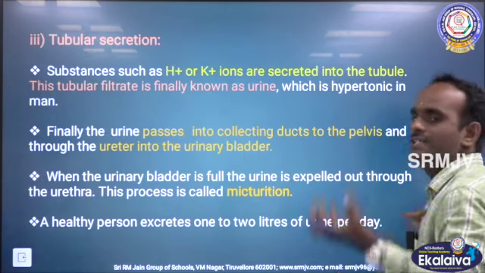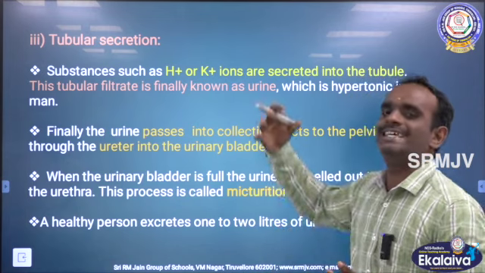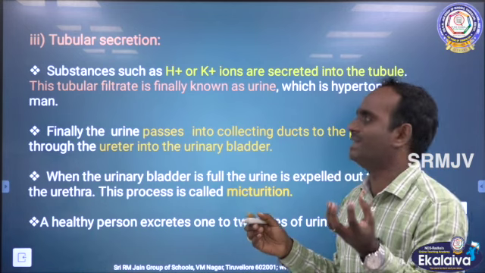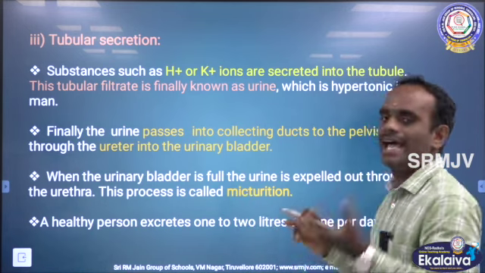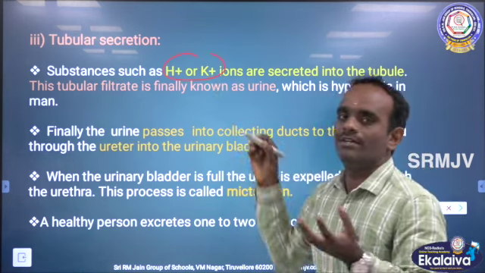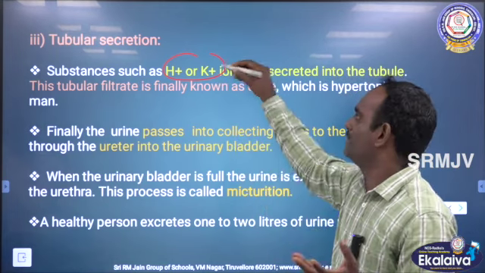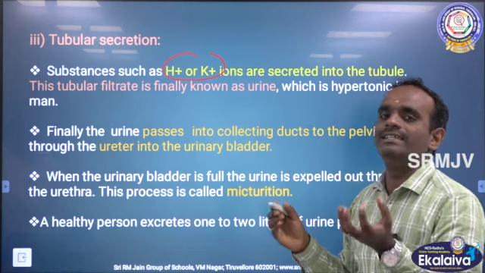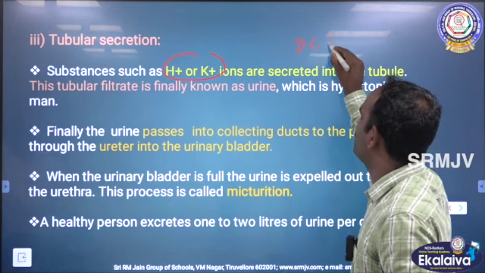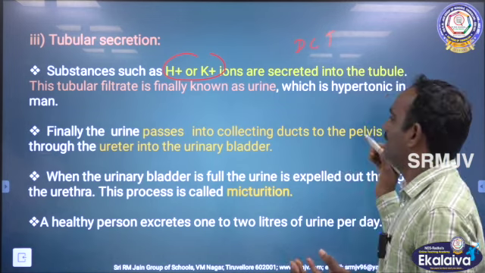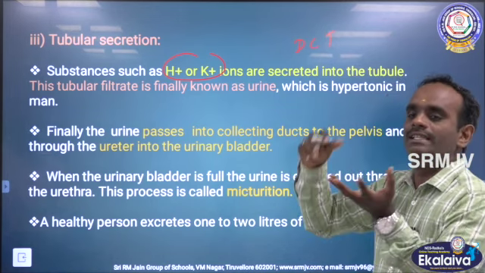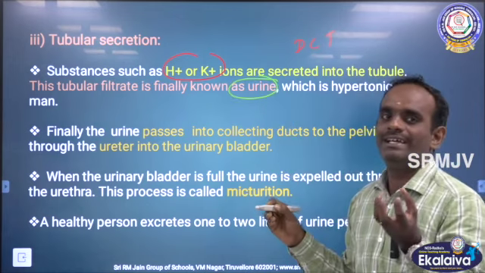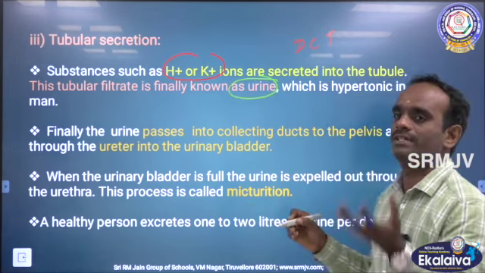Then the third stage is tubular secretion. See the name here, secretion. Secretion takes place of substances such as H plus ions and K plus ions. K means potassium ions, and hydrogen ions are secreted in the distal convoluted tubule. Finally, the filtrate in the distal convoluted tubule is called urine. It is a concentrated, hypertonic urine.